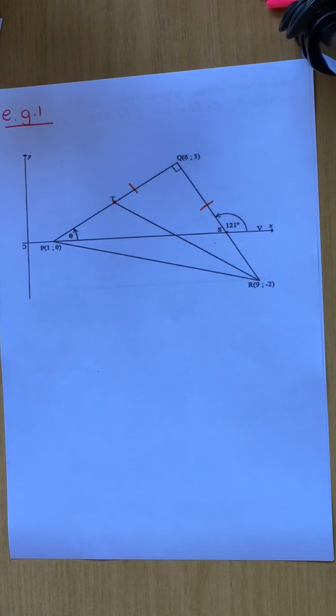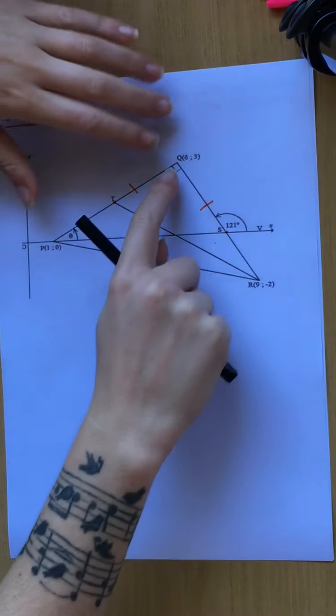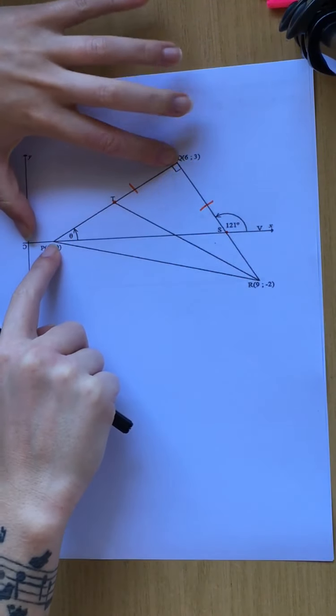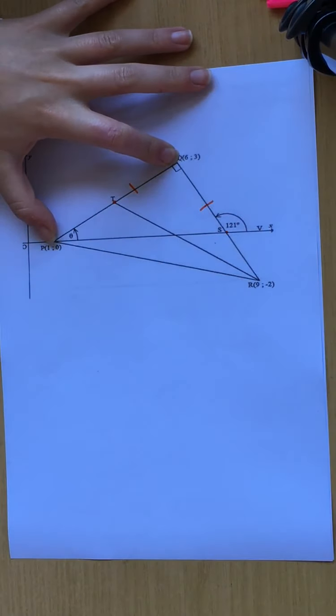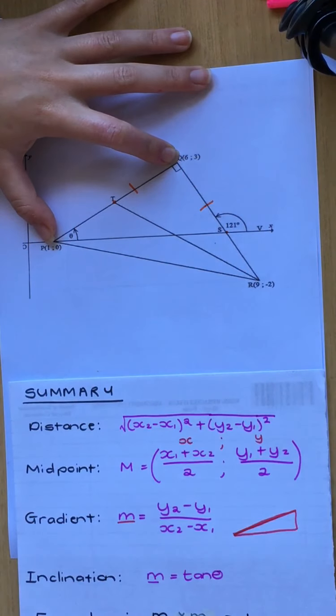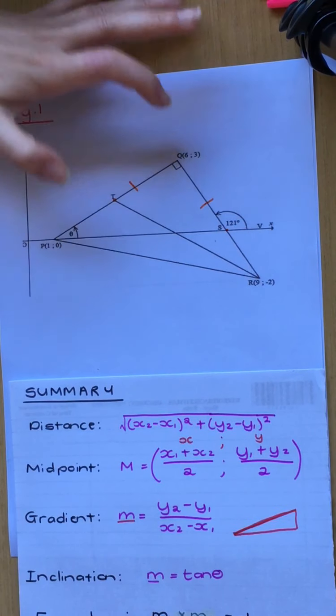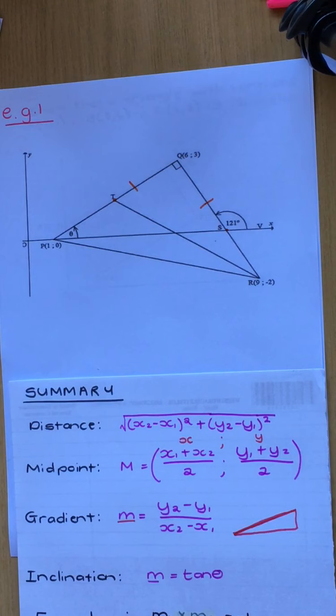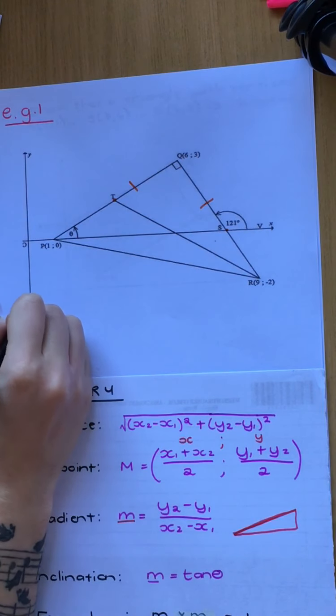Determine the length of PQ. Leave your answer in surd form. Okay, PQ is this line over here. What do they want? They want length. Length is the same as distance. So over here, sorry, I hope I didn't bump the phone. Over here, we are looking for distance.